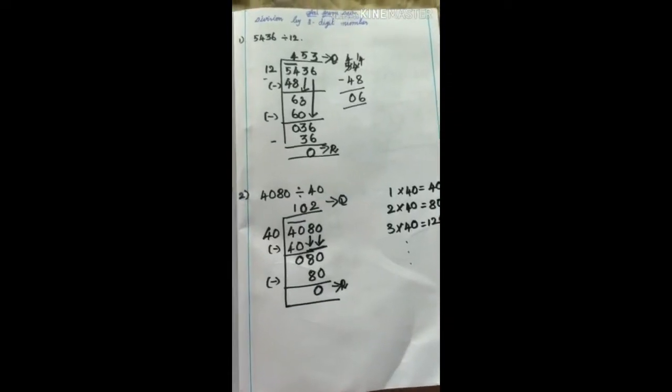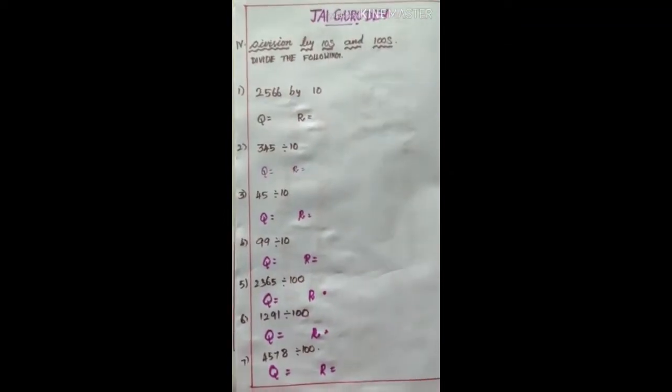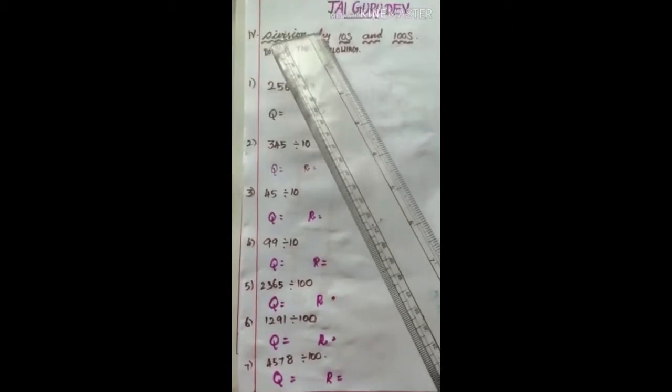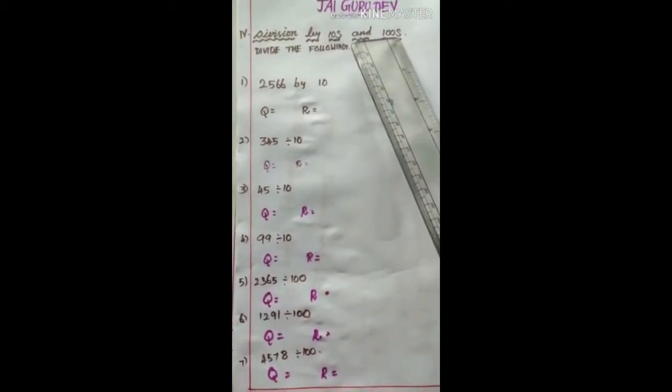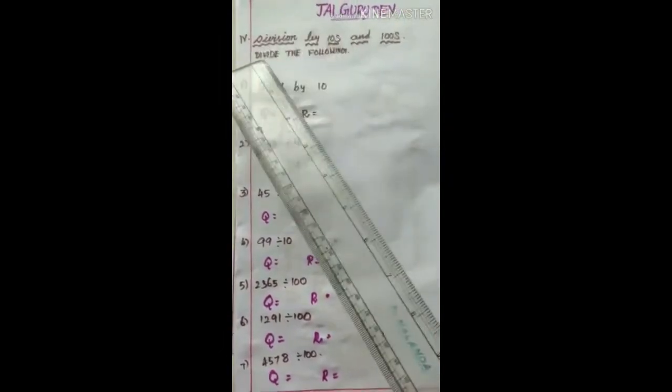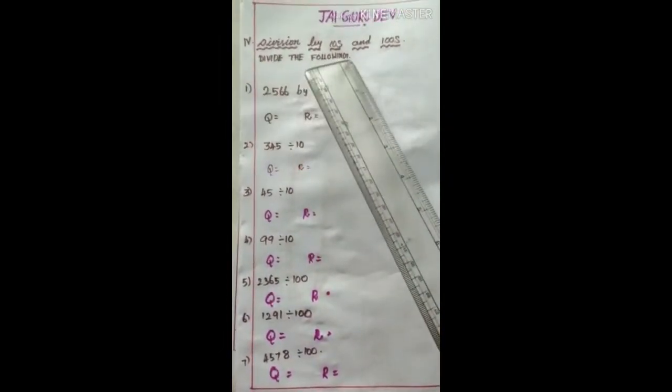In last class, we discussed division by two-digit numbers and learned many examples. Today, we are going to learn a new topic, which is division by tens and hundreds. We are going to divide the sums by tens and hundreds. The topic is "Divide the following." Let's go to the first sum.